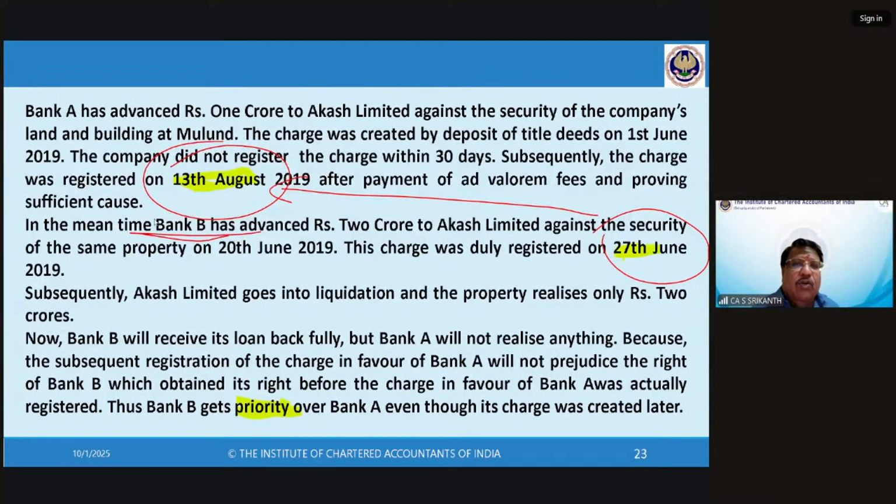A Limited created charge on 28 June. That is within 30 days. Sir, you don't say created charge, you say registered charge. Please use the word carefully. Kuldipji, use the word carefully. You say registered the charge. Creation is one thing. Creation was on 1st June. So you have to change your line. So I will change it and answer it. Yes. If A Limited registered the charge on 28th June, it will get priority. 100%. That is the whole point. You have understood the provision.